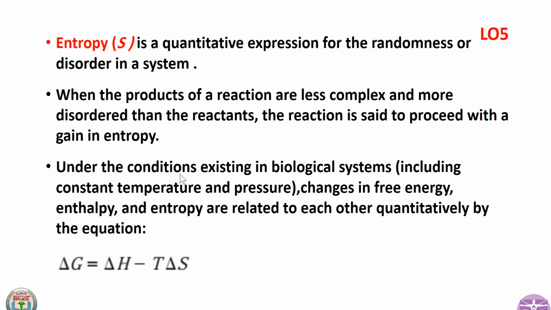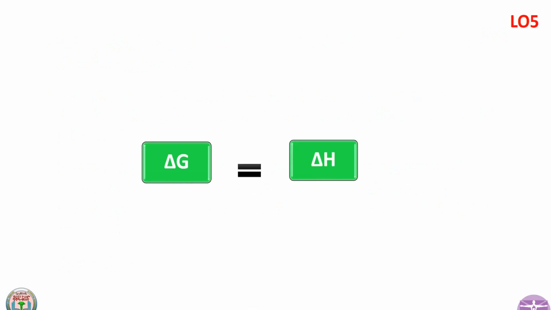Under the conditions existing in biological systems, including constant temperature and pressure, changes in free energy, enthalpy, and entropy are related to each other quantitatively by the equation delta G equals delta H minus T delta S, where T stands for temperature. This can be summarized by this diagram.